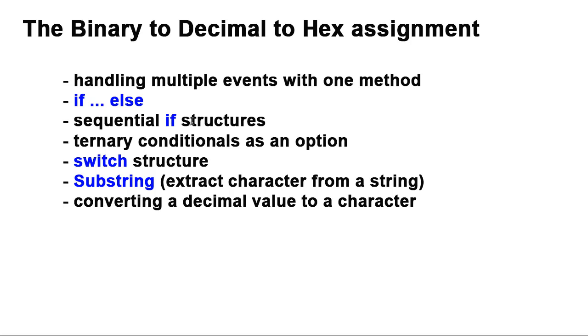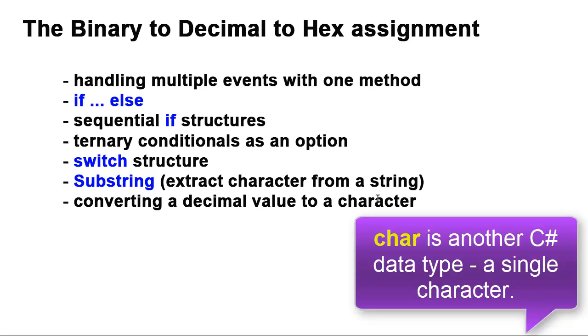We'll also use sequential if structures in creating the decimal equivalent. And after we've gone through this, I'm going to show you another way to do this with ternary conditionals as an option. We've looked at ternaries in the past. I think it's a little bit cleaner using ternaries, and ternaries might impress a prospective employer if you use them correctly. We'll use a switch structure in converting between the decimal and hexadecimal, and then a substring also in extracting the character from a string. And then finally we'll use the decimal value and use a char conversion to convert that to an ASCII character.